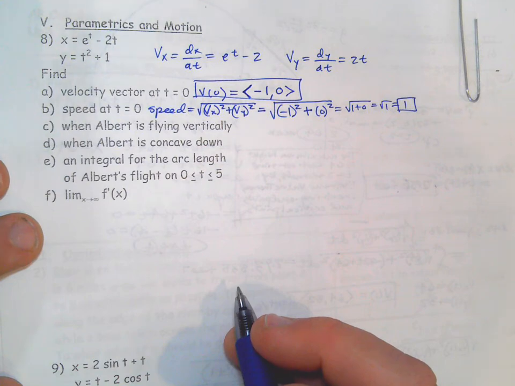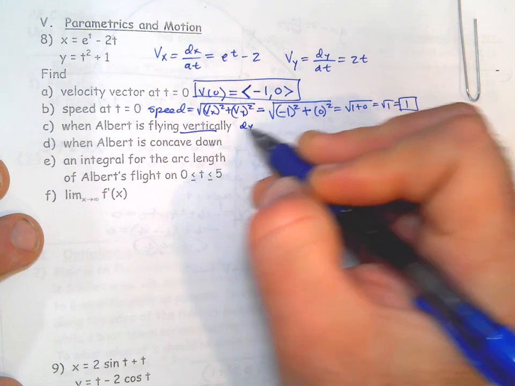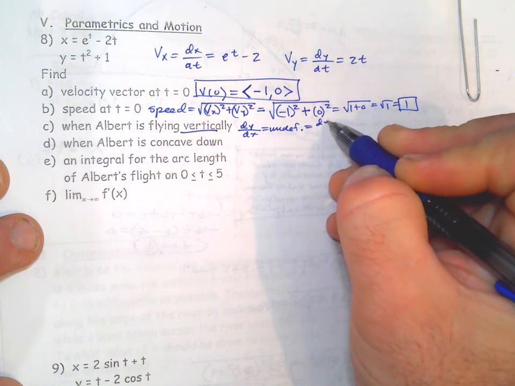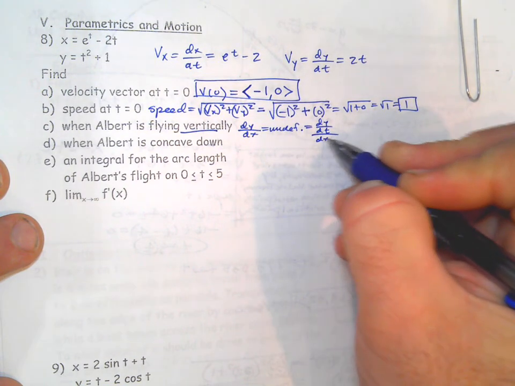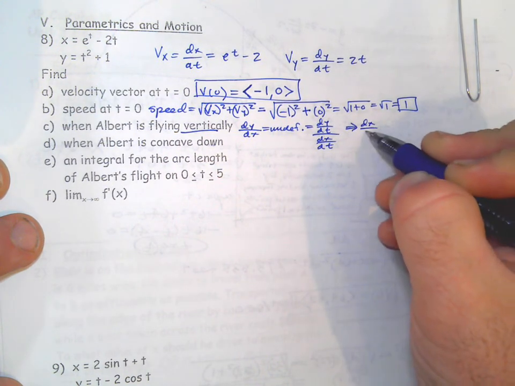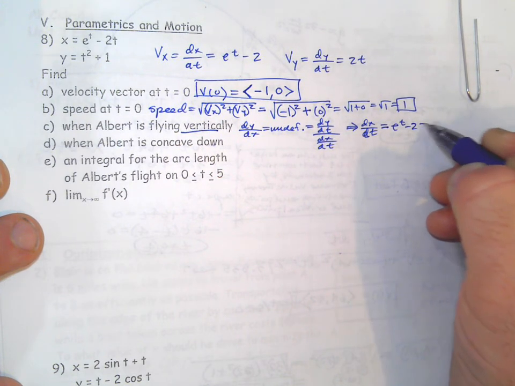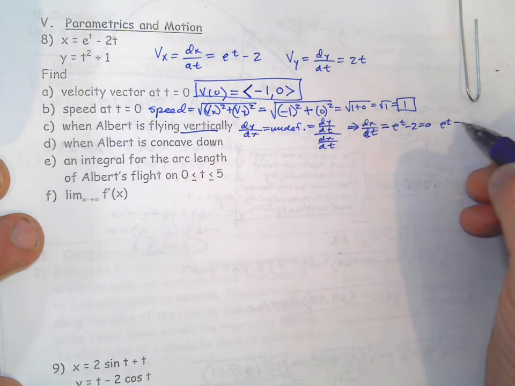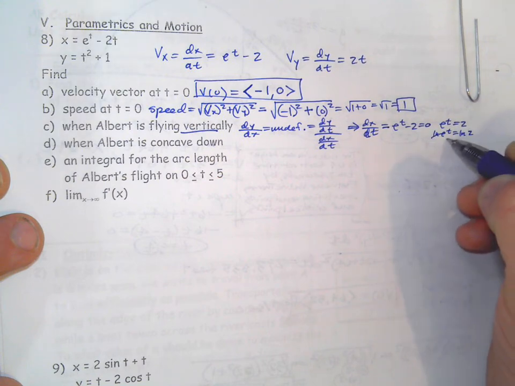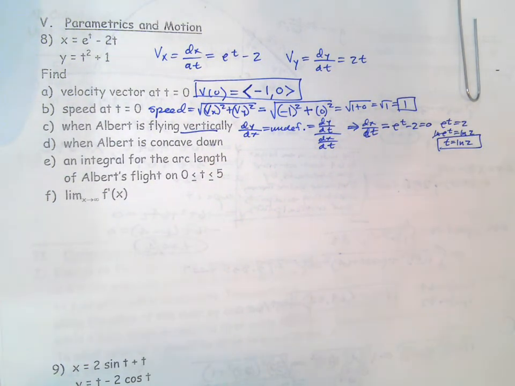When is Albert flying vertically? So vertically is going to be when the slope is undefined, right? Now the slope comes from dy/dt over dx/dt. So this is going to be when we get division by 0. That means that dx/dt needs to equal 0. So that's e to the t minus 2 equal to 0. E to the t equals 2. Take the natural log of both sides, and we get t equals natural log of 2. So that's when it's going vertically.